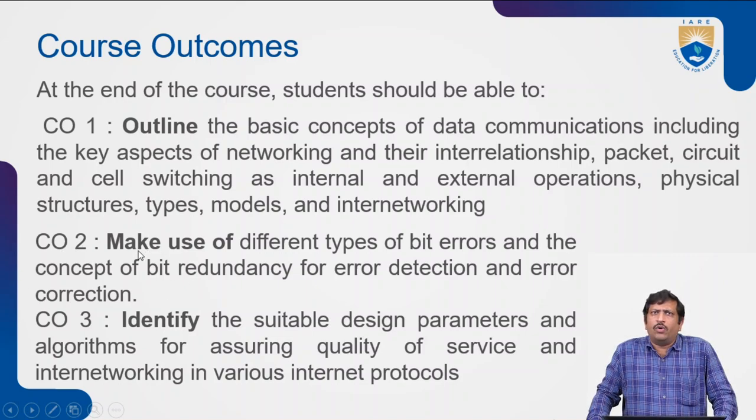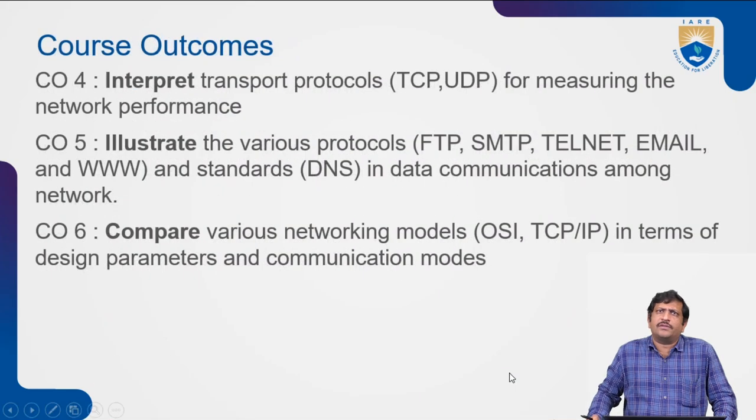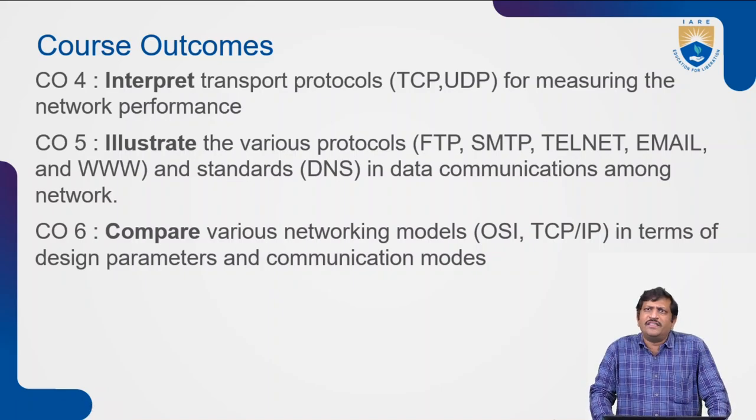Here is CO2, course outcome 2: make use of the different types of bit errors and the concept of bit redundancy for error detection and error recognition. Identifying the suitable design parameters and algorithms, quality of services, inter-networking and various networking protocols, transport protocols, UDP and TCP, measuring network performance, and illustrating various other protocols, that is FTP, SMTP, Telnet, email, WWW and DNS in data communication among the networks. And we will compare the various networking models, OSI and TCP models, in terms of design patterns and communication. At the end of this course, students will be able to learn all these concepts.